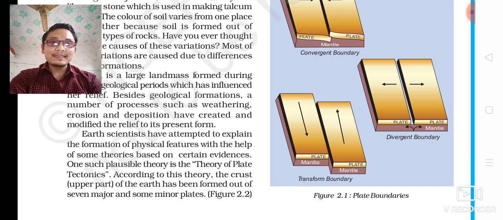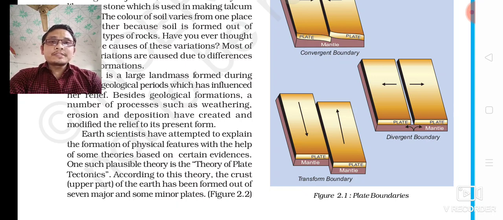And why is it so? It is because the landform of India was not formed at the same time, but they were formed in different geological periods. That means they were formed in different time periods. Okay.